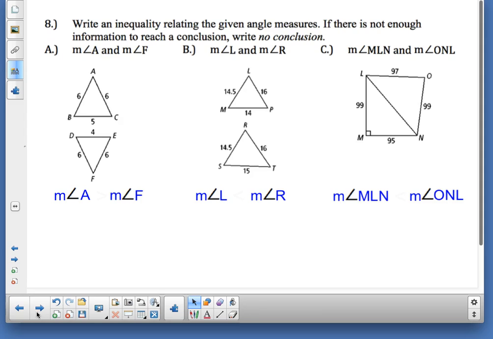Okay. Stop the video really quick. Okay. Write an inequality relating the given angle measures. If there is not enough information to reach a conclusion, write no conclusion. Okay. Remember, you're checking out the measure of angle A and comparing it with the measure of angle F. What do you know? The measure of angle L and compare it with the measure of angle R. And then the measure of angle MLN and the measure of angle ONL. Check them out.